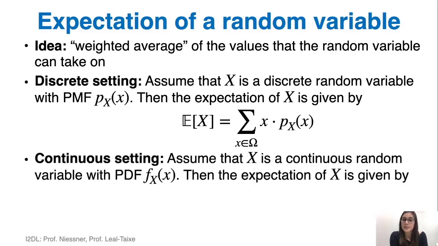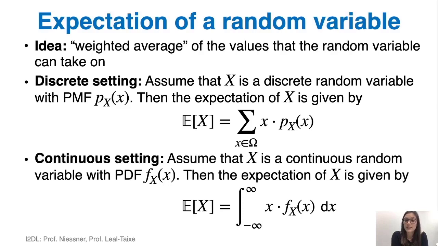Similarly in the continuous setting, the definition is quite the same. Here we assume that X is now a continuous random variable, and then instead of a probability mass function, we have our probability density function f of x. And now our expectation is defined by an integral instead of a sum. So E of X equals the integral from minus infinity to infinity of x times f of x, where f of x is our probability density function. This is very much the same, just in the discrete setting and in the continuous setting.